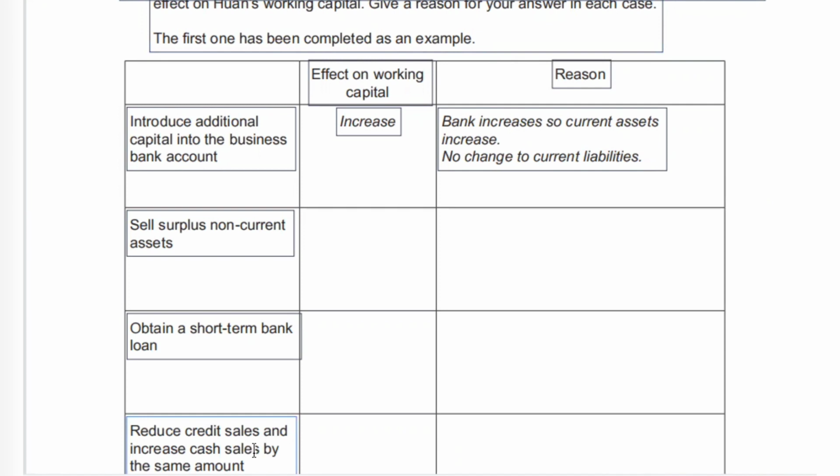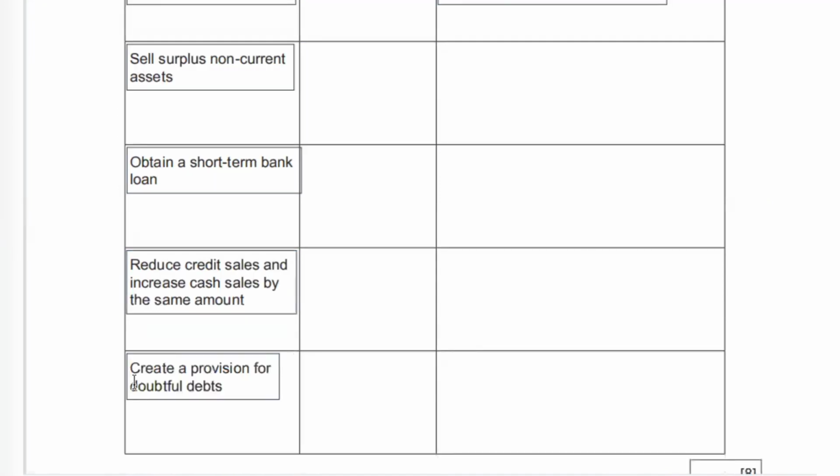Moving towards create a provision for doubtful debts. Any change in the profit or expenses or income will have a direct impact on the working capital. The doubtful debt is an expense, so it will increase or decrease the profit. So it will have a direct impact on the working capital.